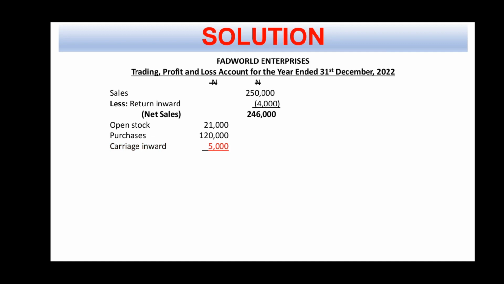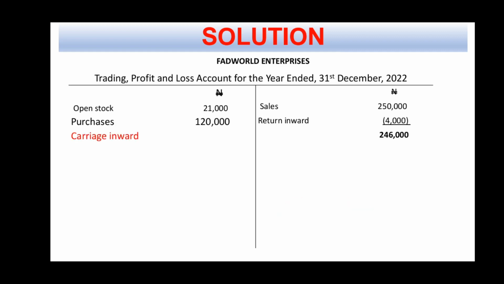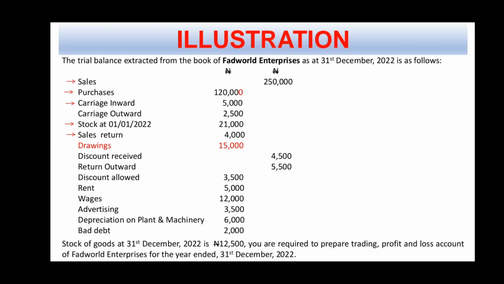If we had 21,000 naira, 120,000 naira, and 5,000 naira, that is going to give us 146,000 naira. In our T format, the same thing happens. Add carriage inward, which is 5,000 naira. If we add everything together, 146,000 naira. If you remember, opening stock, purchases, carriage inward, less return outward. Let's check the question. Do we have anything on return outward? No, okay, we have drawings. Just like I said, anything withdrawn by the owner for personal use will be deducted from the item.